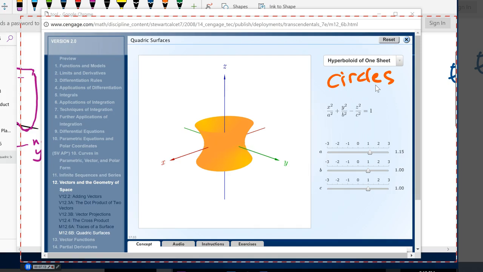So when z is 0, there are circles in the xy plane. Okay, so then if you make x 0, you have hyperbolas. So that's in the yz plane. These are hyperbolas like that. And then whenever you make y 0, you also have hyperbolas, but those are in the xz plane. That's where y is 0. So that'll be like this. Okay. All right. So then that's a hyperboloid of one sheet.